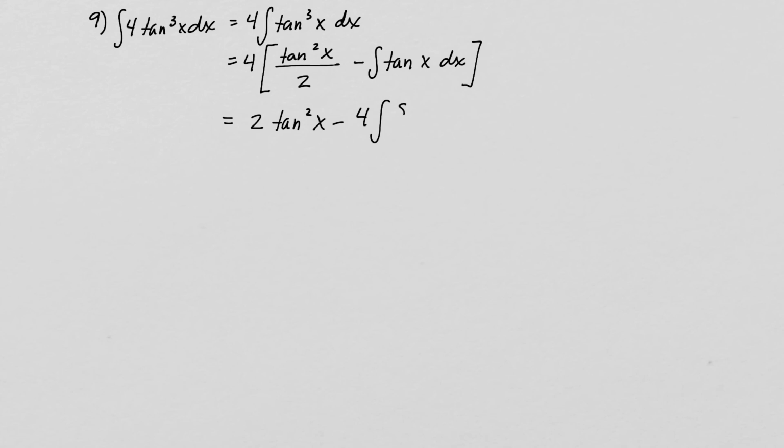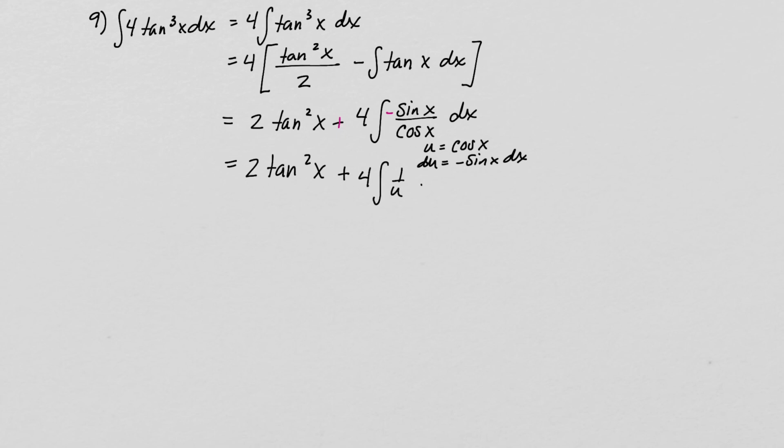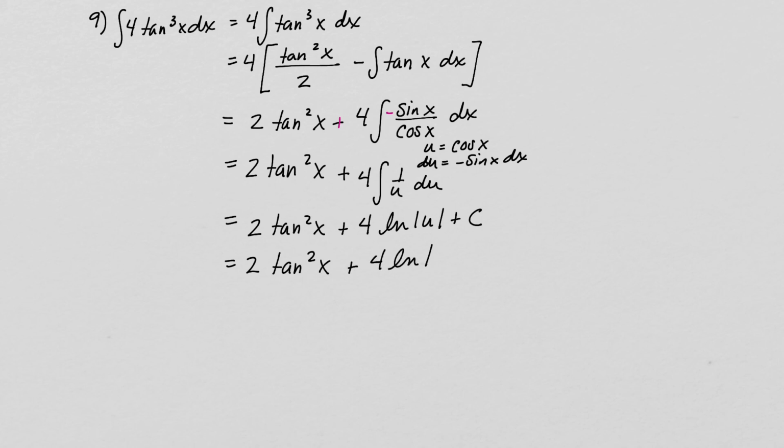To be able to integrate tangent x, we want to think of it as sine x over cosine x dx. So we're going to have 2 tangent squared x minus, if we let u be equal to cosine x, du is going to be minus sine x dx. So I need a negative in front here, I need another negative, which makes that a positive. So this becomes plus 4 times the integral of 1 over u du. So we have 2 tangent squared x plus 4 natural log absolute value of u plus c. So 2 tangent squared x plus 4 natural log absolute value of cosine x plus c.